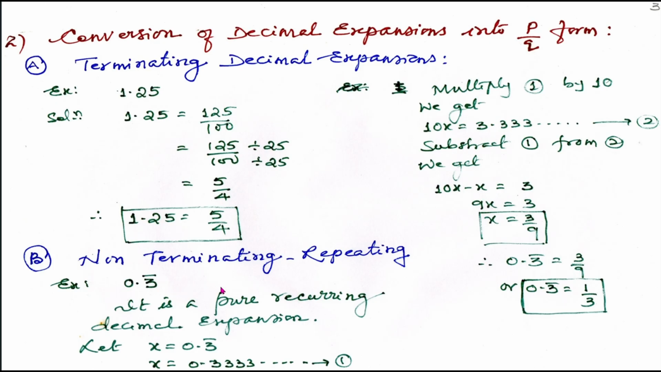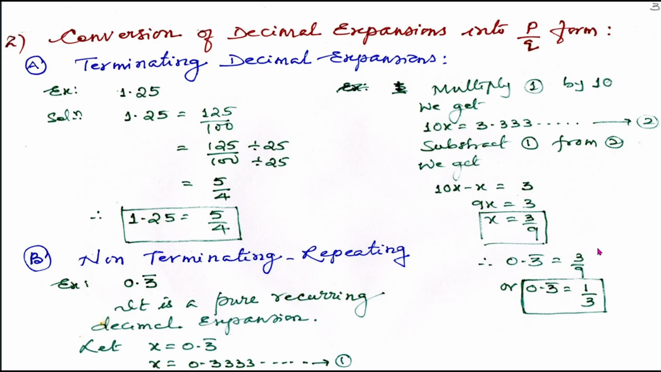0.3 bar is nothing but 0.3333 and so on, which is a non-terminating recurring decimal expansion, which definitely represents a rational number. It is a pure recurring decimal expansion, which we already know. So to convert this, let us assume that x is equal to 0.3 bar, that is 0.333 and so on. Let us call it equation 1. Now multiply 1 by 10 on both sides, we get 10x equal to 3.333 and so on. Now subtract 1 from 2 and we get 10x minus x is equal to 3, 9x is equal to 3, x is equal to 3 by 9, or 0.3 bar is equal to 3 by 9, or 0.3 bar is equal to 1 by 3.